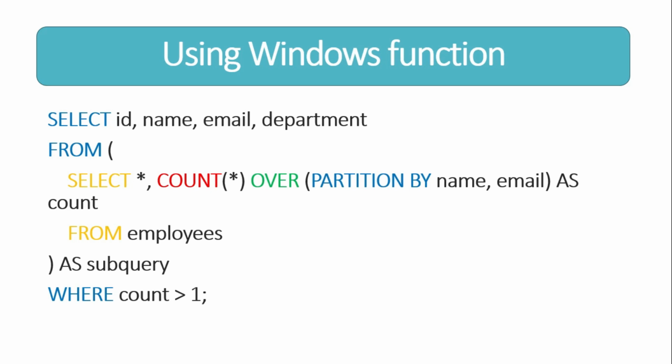So here the window function helps us add a count of how many times each name and email combination appears in the whole table next to each record. If the count is greater than 1 for any record, it indicates a duplicate. Hope you got it now.